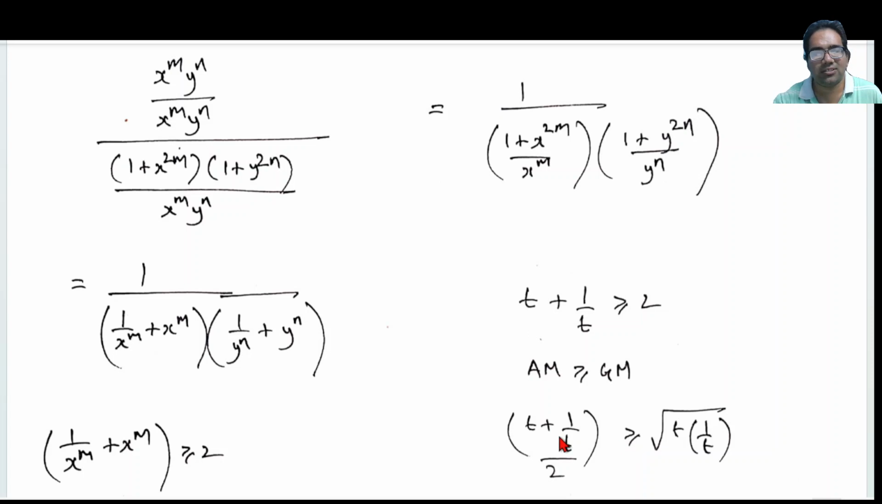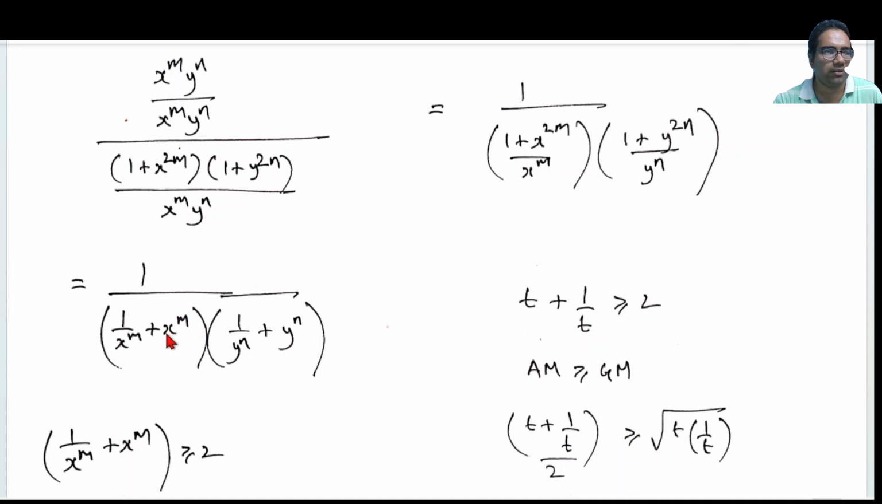When is this equal? When t is equal to 1, since 1 plus 1 by 1 is equal to 2. If t is some other number, for example 3 or 4, then it is greater. When t equals 1, it is equal to 2. Now, this one is in the form of t plus 1 by t.